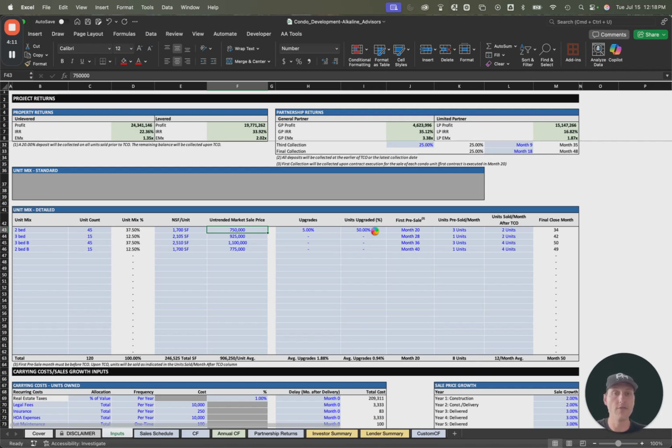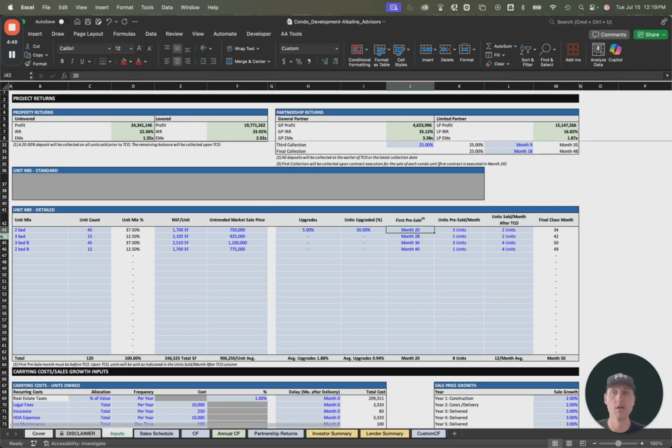And what those upgraded figures would be in the sense of if this was $500,000 untrended market sale price and we had a 50% markup, essentially, that 500,000 would go to 750,000, and if we would have 5% of the 45 units now selling for 750,000 versus 500,000 if this said 500,000.